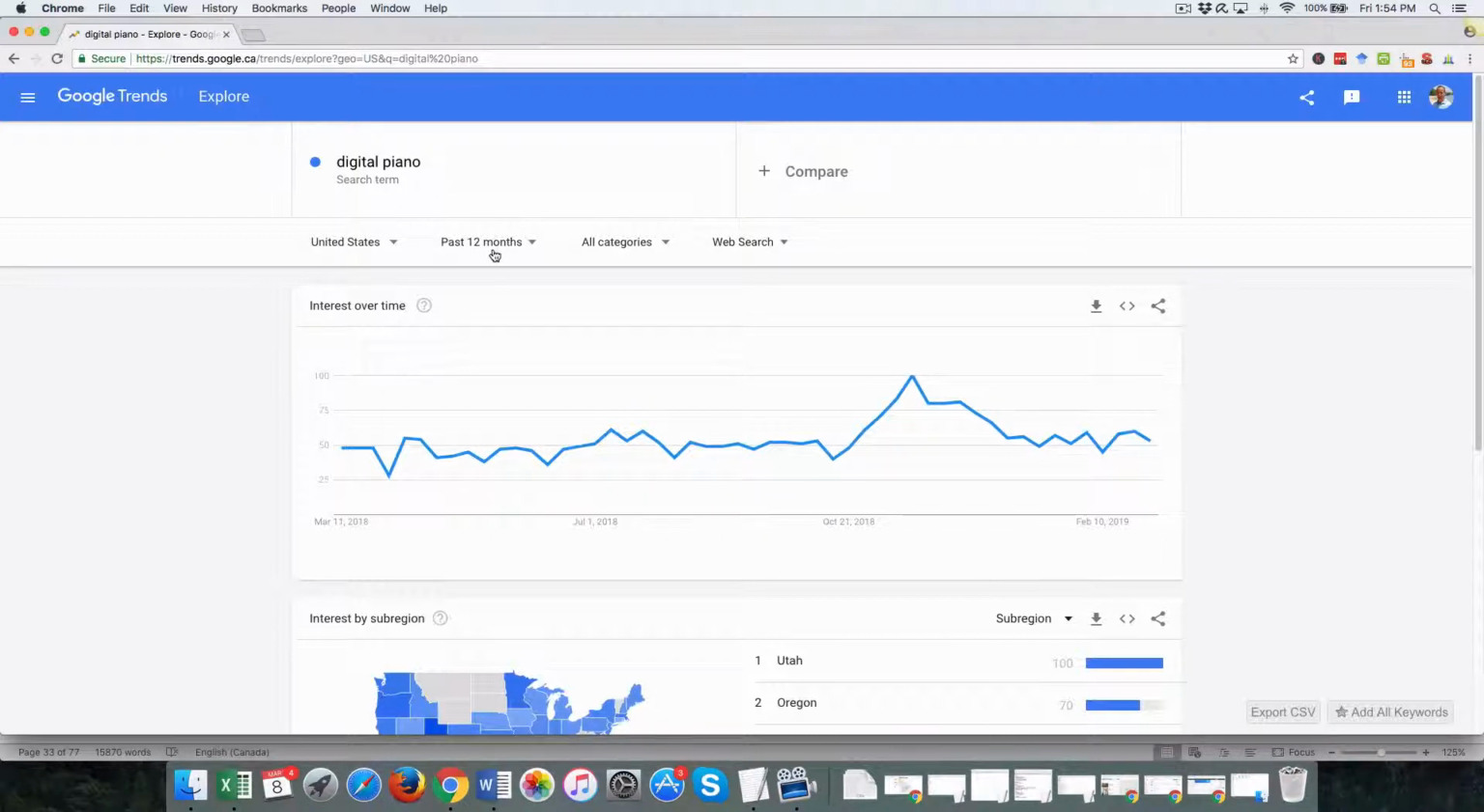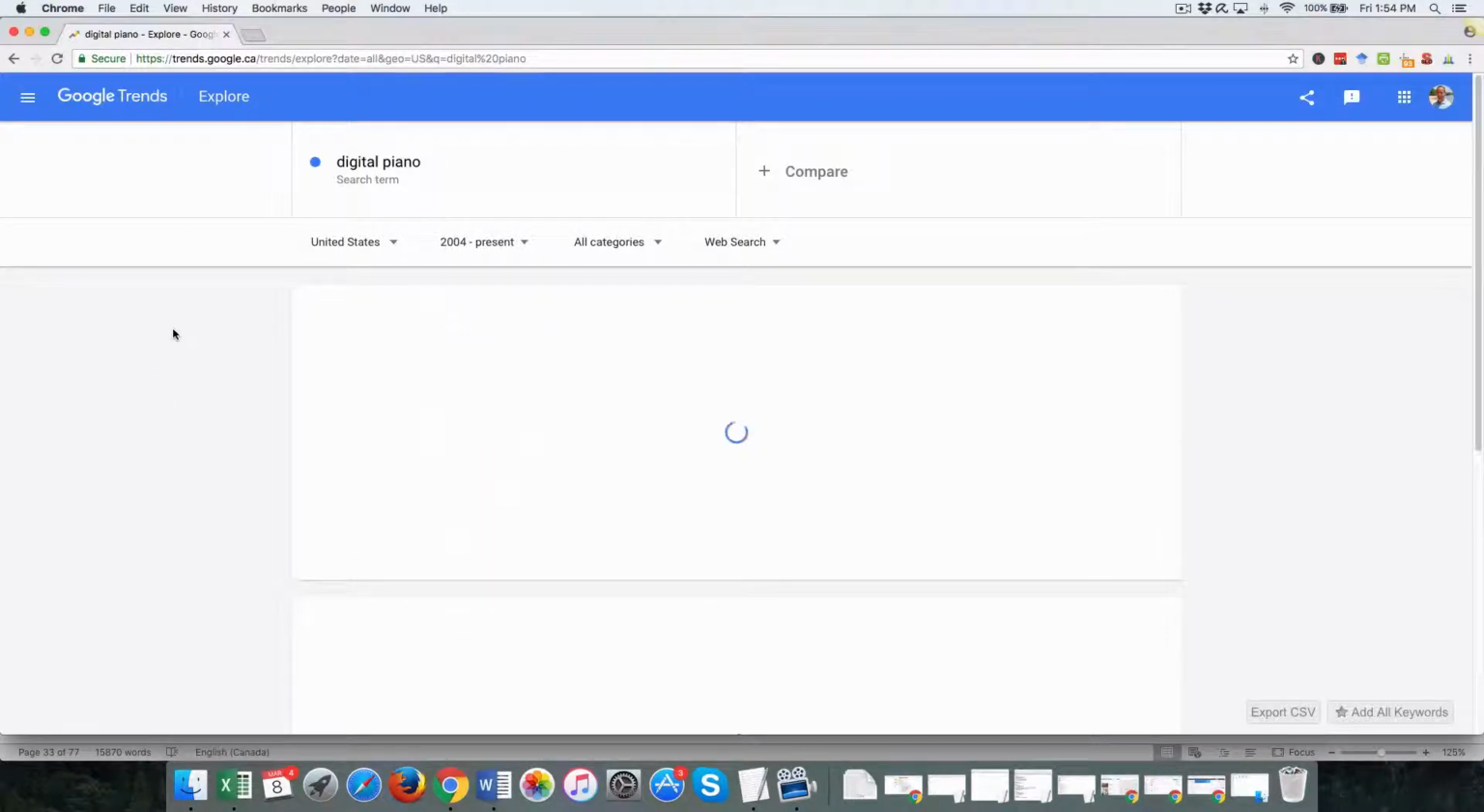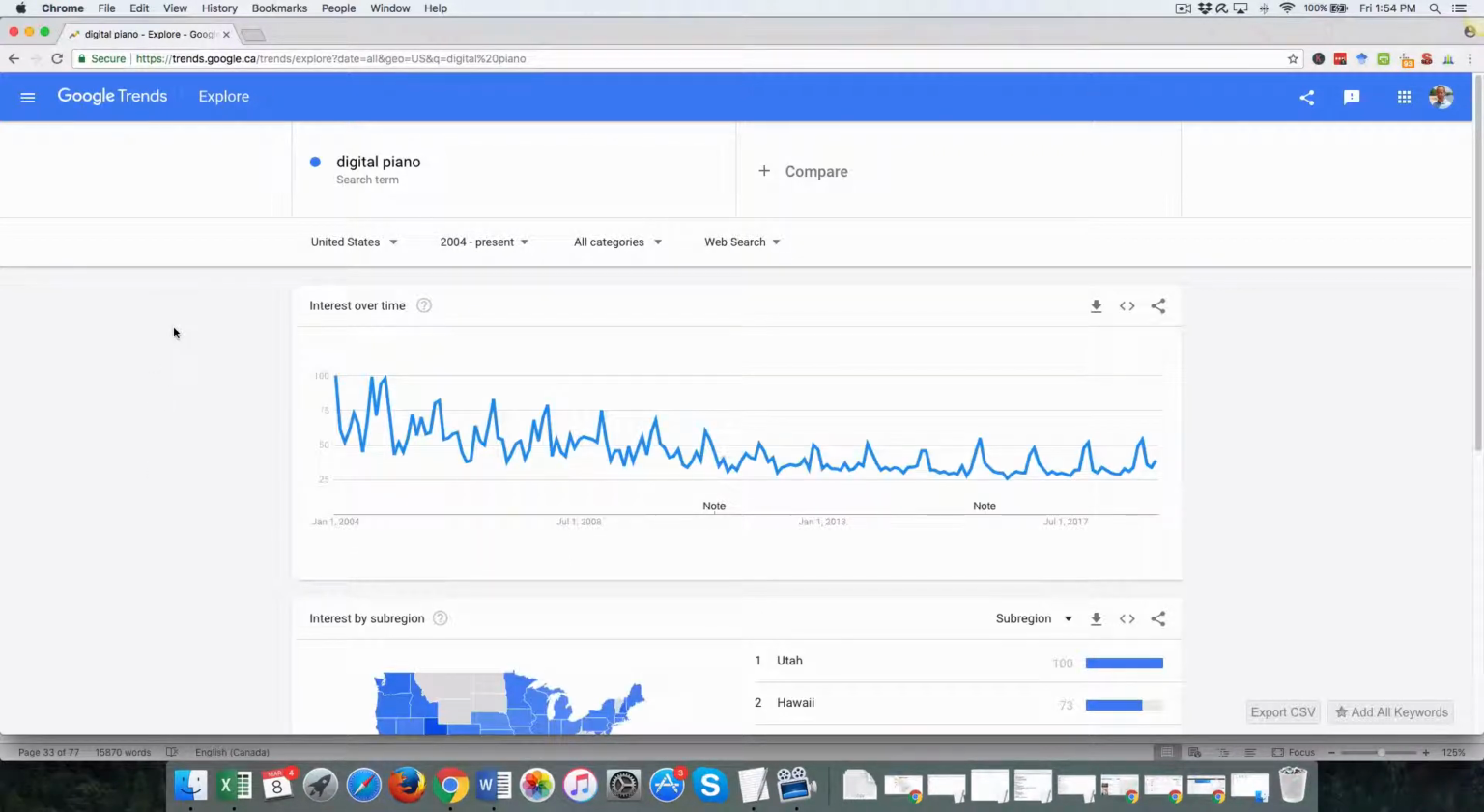That's okay if you're just looking for, obviously, the annual trend for the term that you're looking at. But I always start way back at 2004. Not all terms have data going all the way back. And as I mentioned, you have to use a term that has a decent amount of search volume. If you put in a long tail search term that doesn't have much search volume, Google's not going to show you any trend data because it's going to be too small a search volume for it to show you anything.